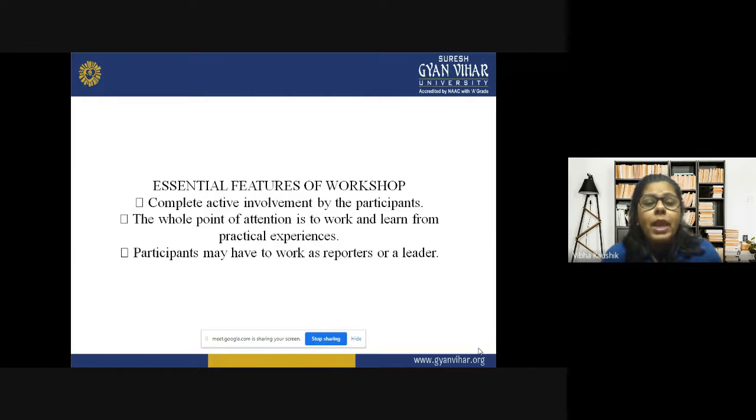Participants may have to work as reporters or leaders, and the participants have the dual responsibility of a reporter or a leader.